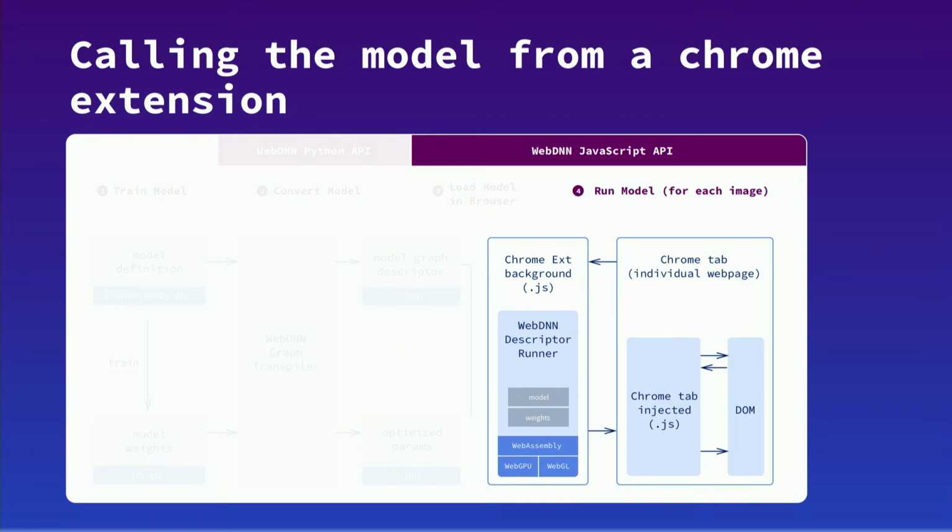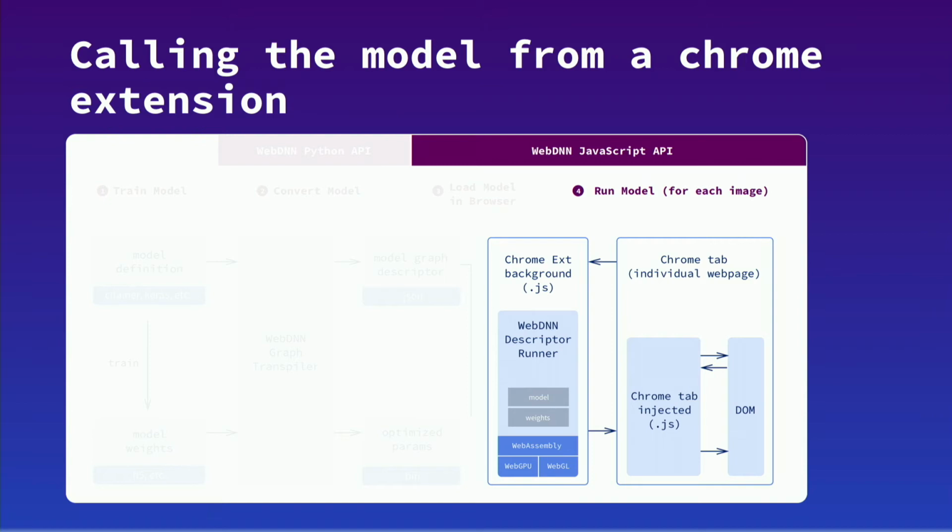So the last step is actually encapsulating this into a Chrome extension. The first two steps I talked about, transpiling the model and loading and running in the browser, are applicable to any client-side machine learning application. But the demo I gave you takes it one step further and puts it into a Chrome extension.